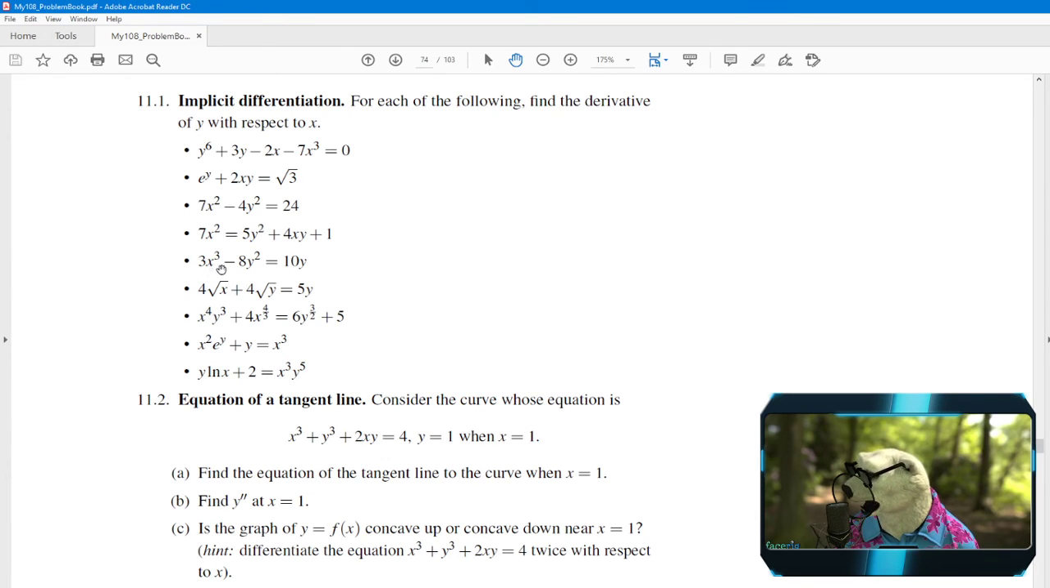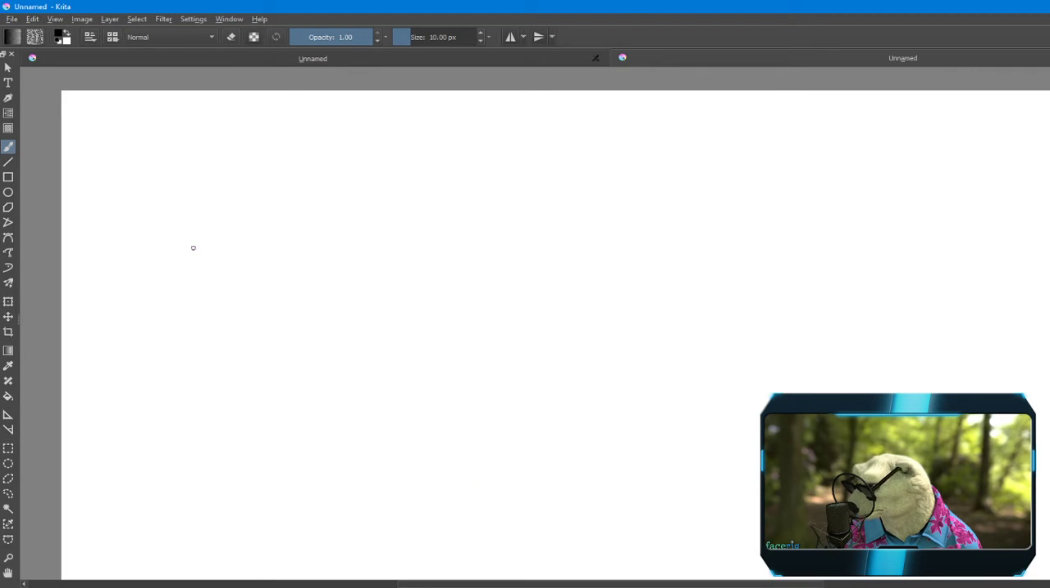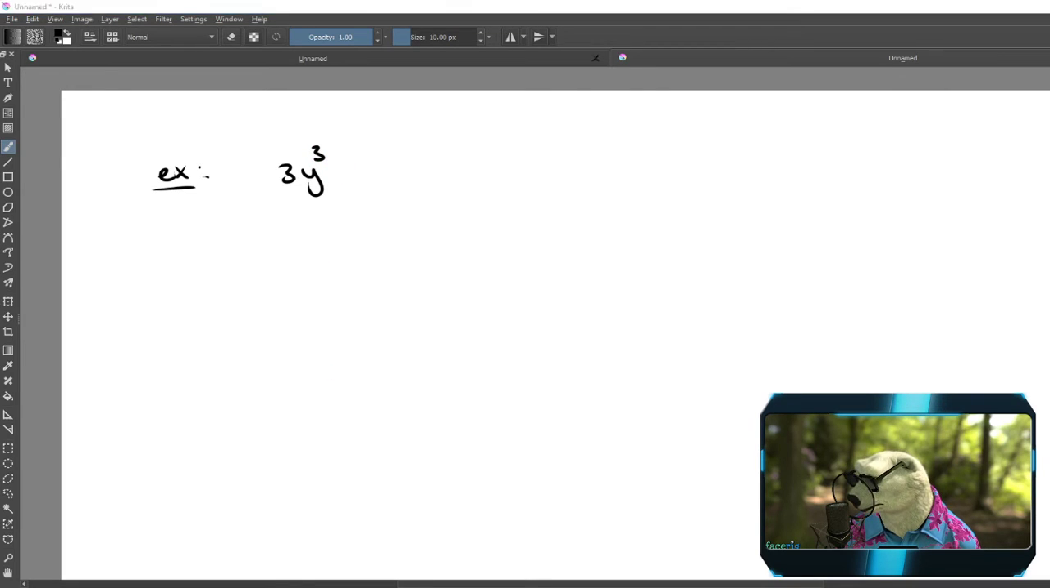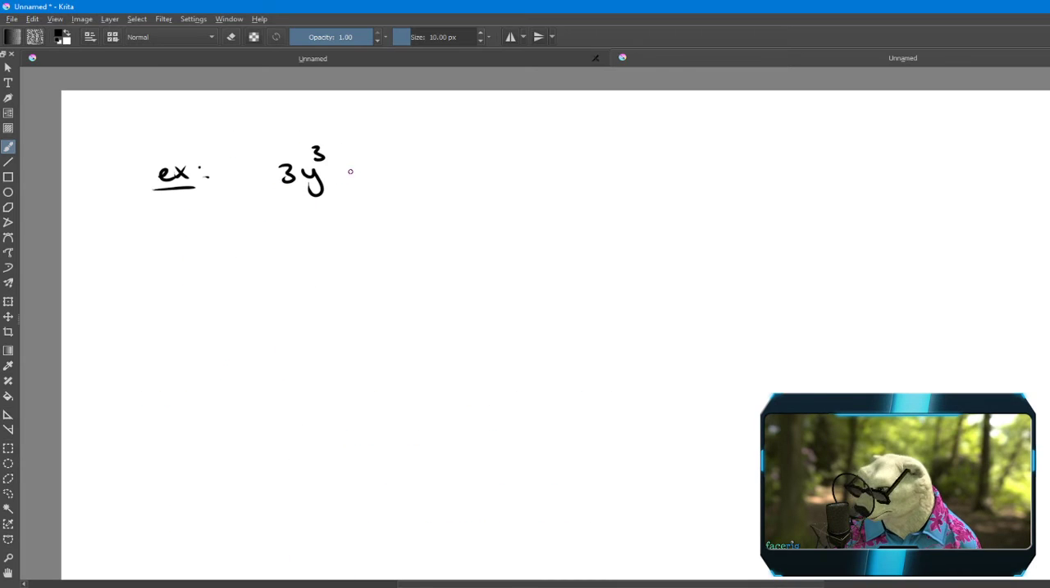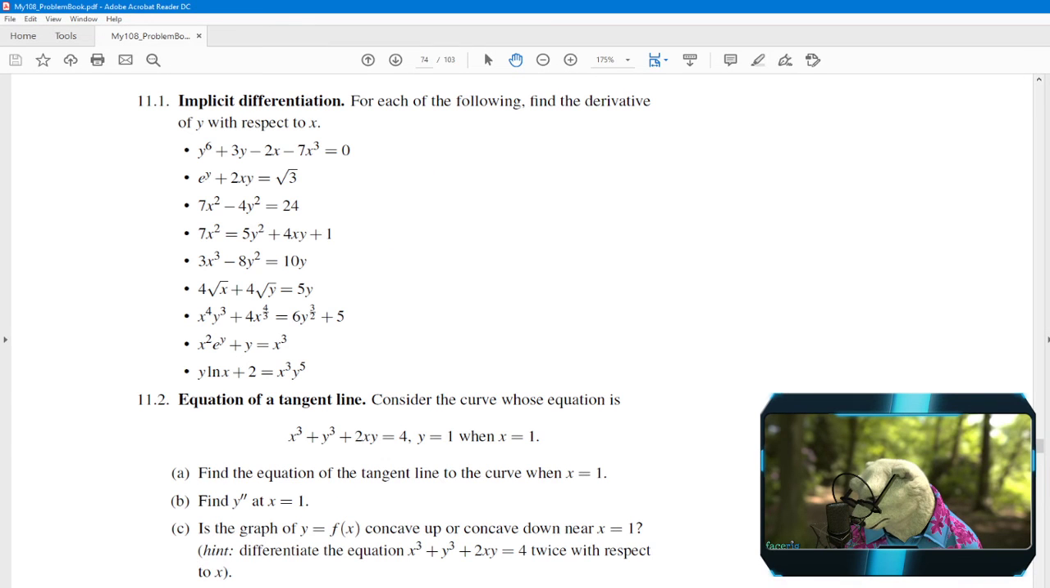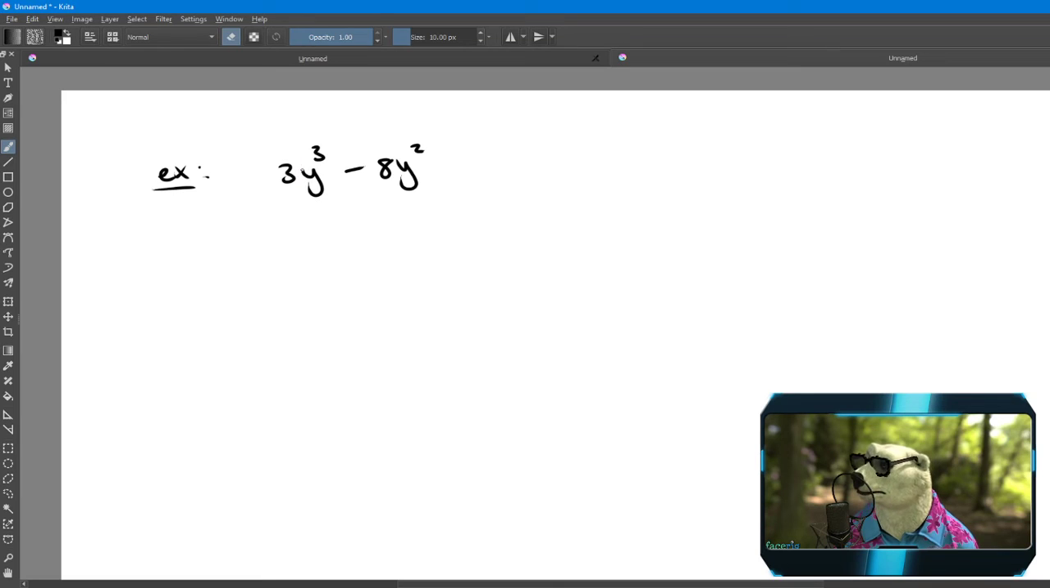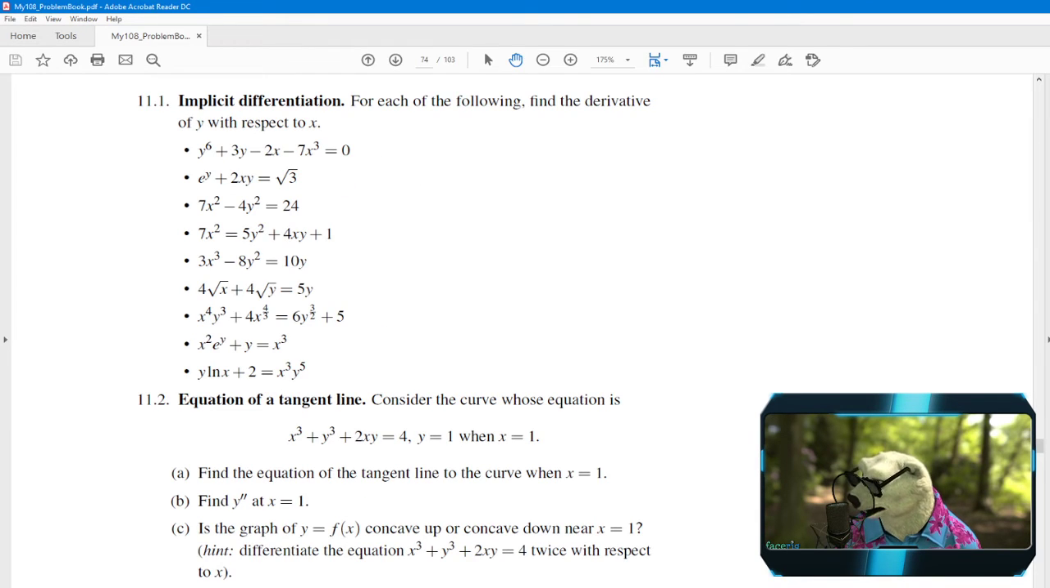This 3y cubed minus 8y squared. No, was that right? 3x cubed. That would make more sense. I should have x's and y's in there somewhere. Minus 8y squared equals 10y. All right.